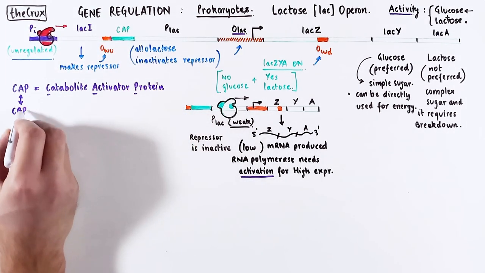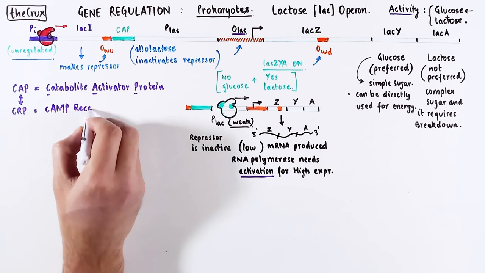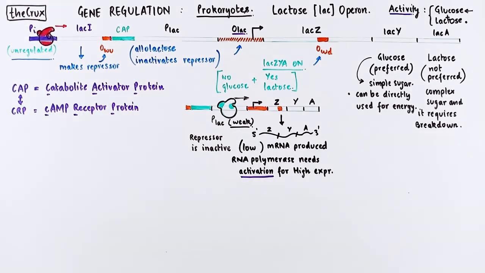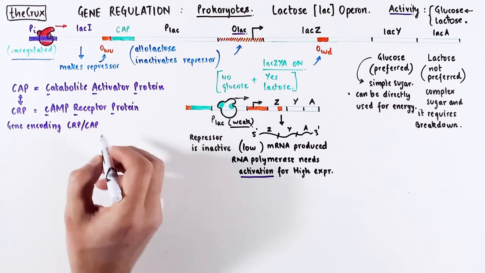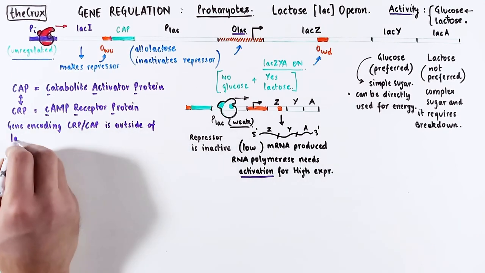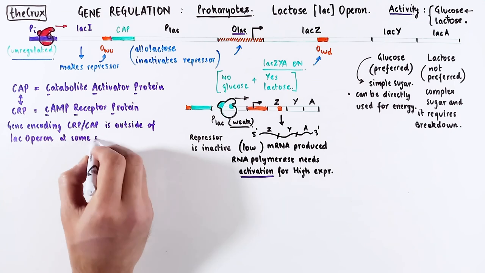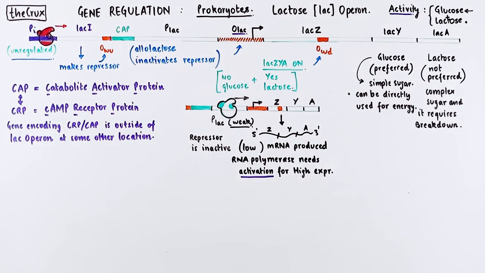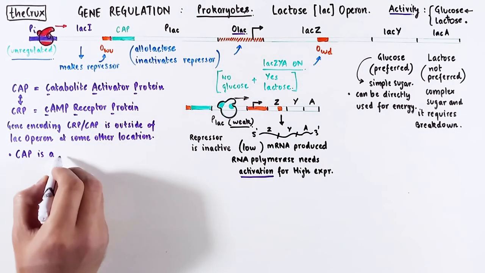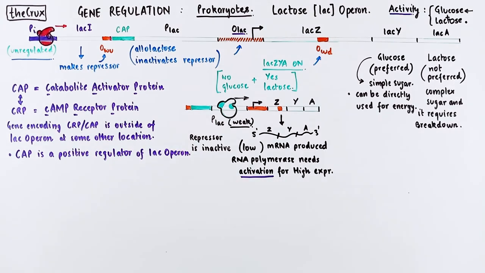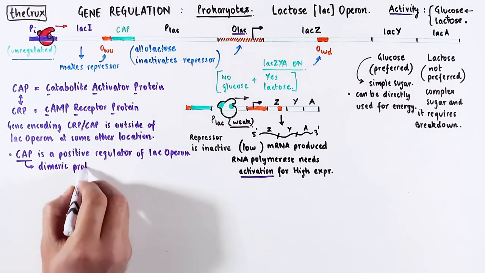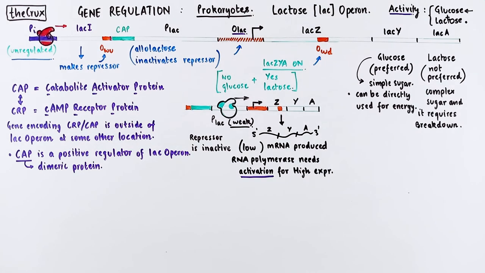Sometimes it's also called CRP, which stands for cyclic AMP receptor protein. I like CRP better than CAP because it is quite descriptive. And the gene encoding CRP is located outside of the lac operon at some other location in the genome, which is regulated independently. And CRP, for your information, is a positive regulator of the lac operon. This protein is functional as a dimer. For your reference, the lacI repressor is a tetramer.